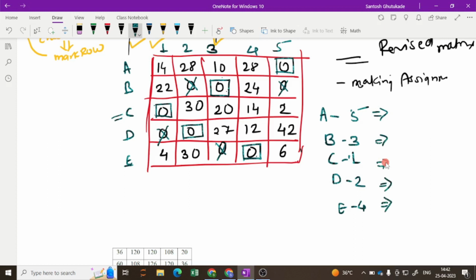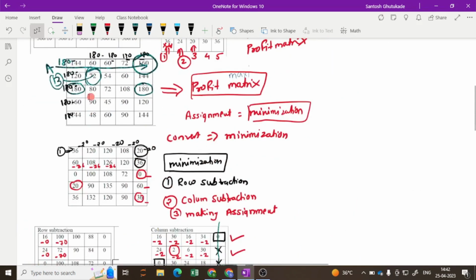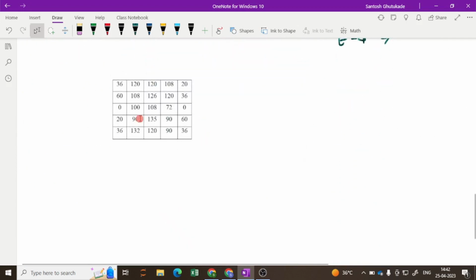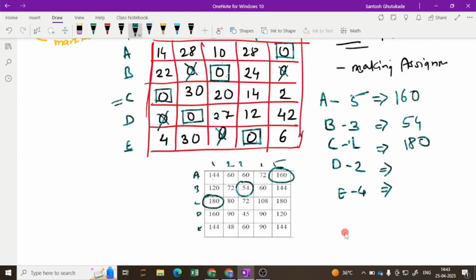We have calculated the profit matrix in the previous cases. So this is the profit matrix we have calculated, and I have copied it here. A is assigned to 5, so this value, 160, is the profit. Then B to 3, so 54 is there. Then C to 1, so 180 is the profit. Then D to 2, 90 is the profit. And E to 4, so here 90 is the profit.